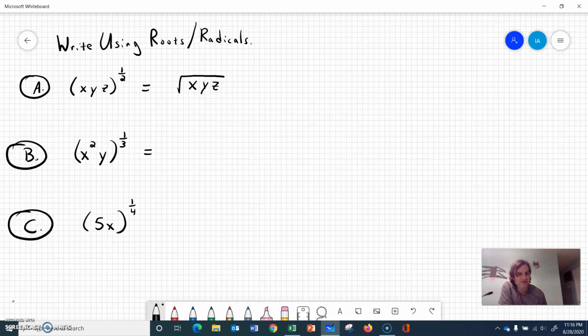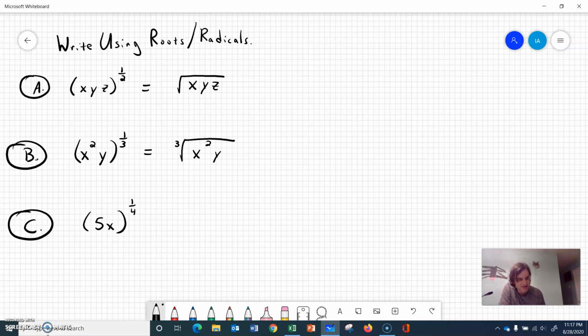B, the second one here, is the quantity of x squared y, and that's all raised to the 1/3. So once again, I guess maybe I didn't pick the best example. This is the power of 1, so everything stays the same as far as the exponent if I distribute it. So I'd have x squared y, but the denominator is 3, so that means a root, that is a cube root. So the cube root of x squared y.